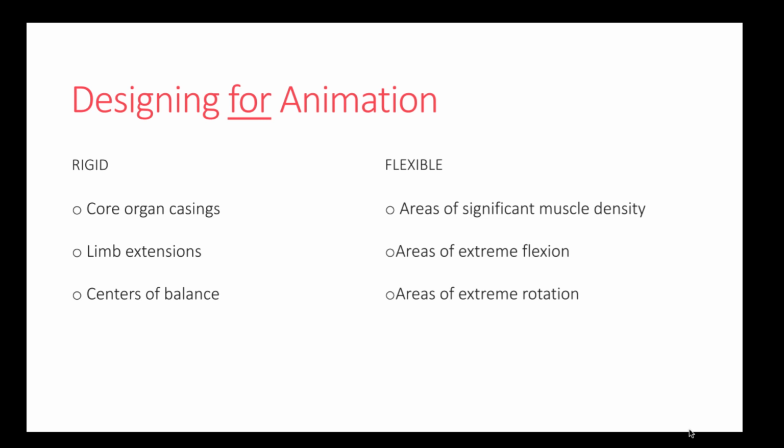And then finally, yeah, areas of extreme rotation. So there we have 5 points of extreme rotation on our body, okay? 2 hips, 2 shoulders, and a neck. Everything else is partial rotation. So our feet, yes, we can rotate our ankles, but not nearly as much as we can rotate our hips.